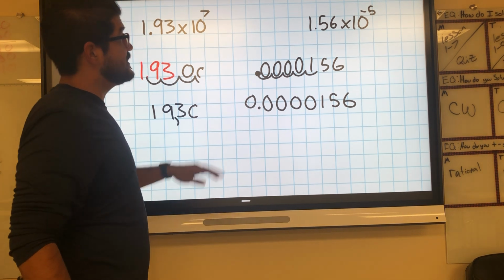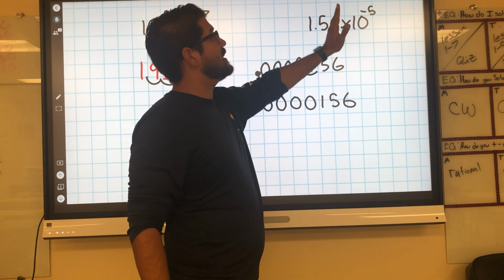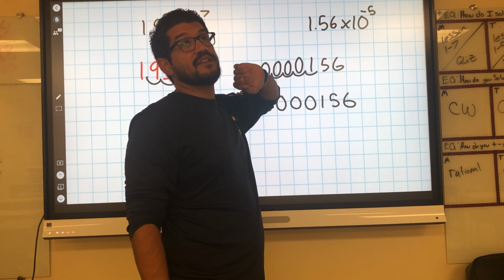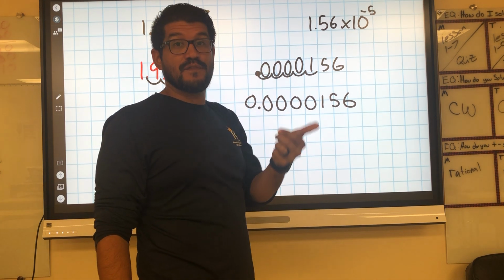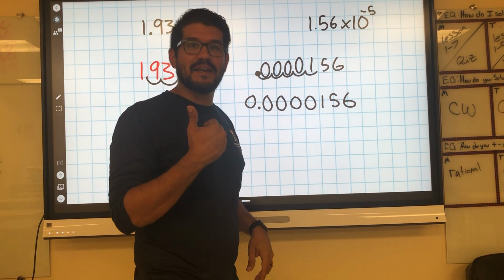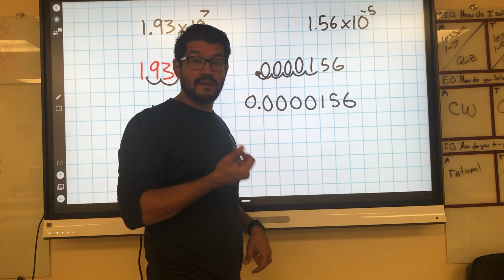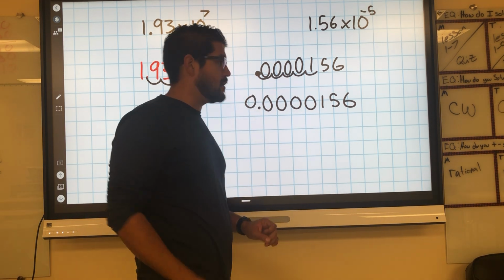All right? Why does the negative exponent do that? Because you're multiplying by 10 to the power of negative 5, meaning you're multiplying by 1/10 to the 5th power, which means you're dividing by 10 5 times. And when you divide by 10, it moves the decimal point, making the number smaller.